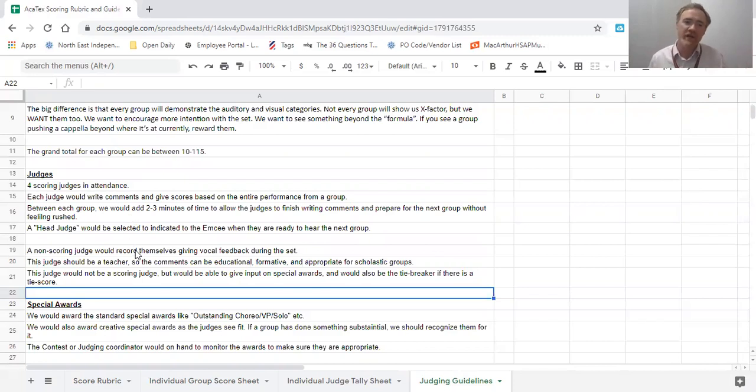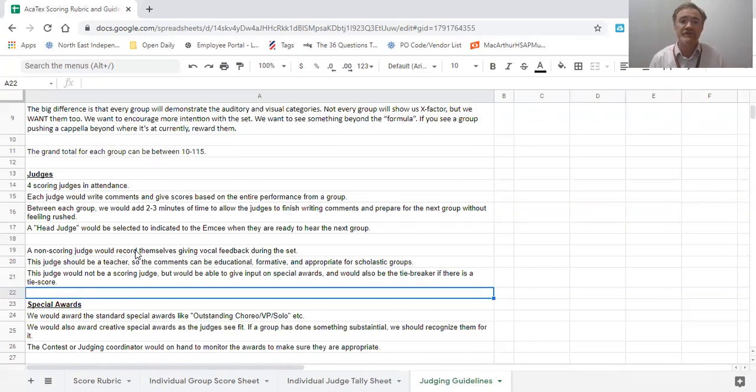There would also be 1 non-scoring judge sitting a little further away, recording themselves speaking comments as the group is performing. So you get live comments about what you are doing. This judge should be an educator because I want these comments to be educational and formative, not summative. This should not be a, I didn't enjoy that. It's, okay, that didn't work, but here's what it could have been. They should be appropriate for scholastic groups. This should be someone who can tell you what you did wrong, but also how to fix it.